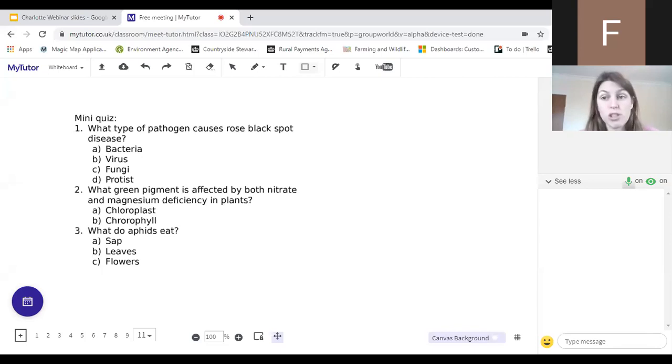A few people are also saying virus. That's partly because we were just talking about tobacco mosaic virus, which is what was on the slide before. That's a separate pathogen that affects the plant. If you remember, it made the leaves on the plant go kind of white or yellow.